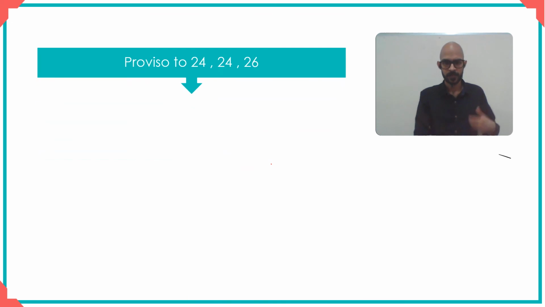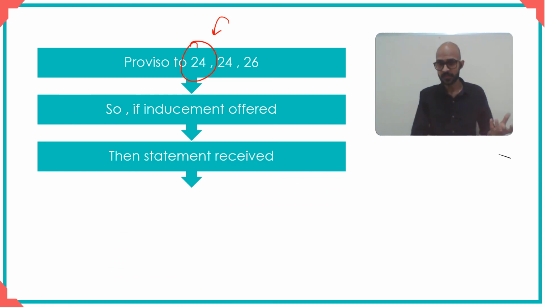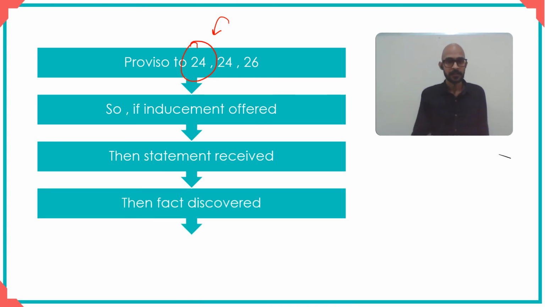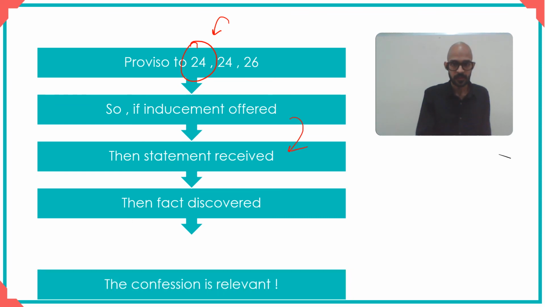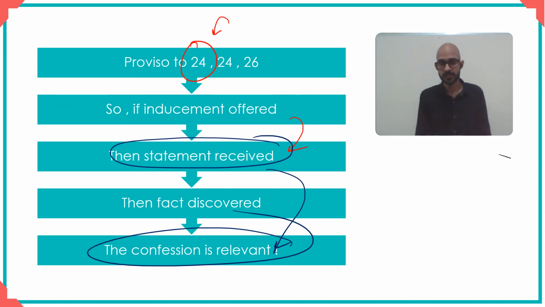Okay. So now that we've understood section 27 fairly clearly, let's think of it like this. Section 27 acts as a proviso to sections 24, 25 and 26. So let us say an inducement is offered, because section 24 says that inducement, if offered, would render the confession irrelevant. But we are looking at the proviso. So let us say if inducement is offered and then a statement is received and information is received from the accused, then there is a discovery of a fact, then that information becomes relevant to that extent, which means this confessional statement here becomes relevant. That's what we understand by section 27.